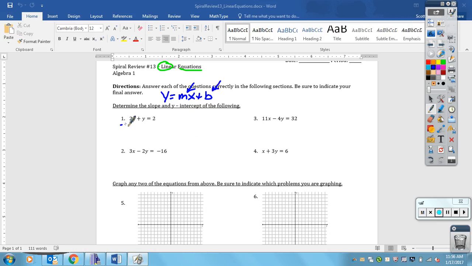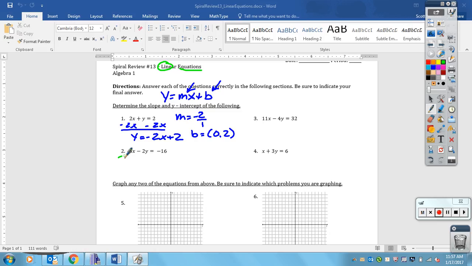Gotta solve for y. In other words, minus 2x, y equals negative 2x plus 2. So the slope, m, is negative 2, or negative 2 over 1, and the y-intercept b is (0, 2). Remember 2, so let's do 2 first.